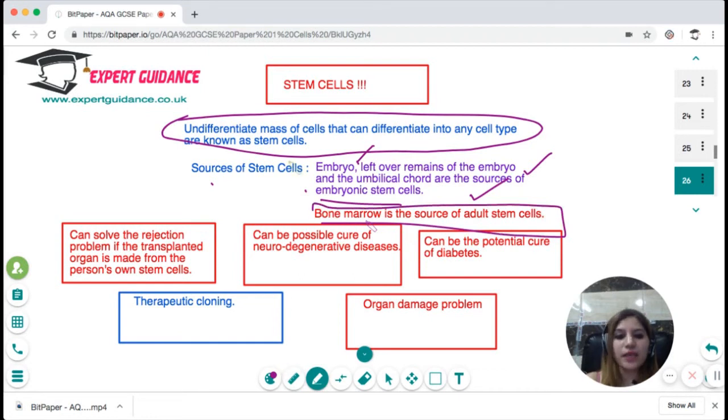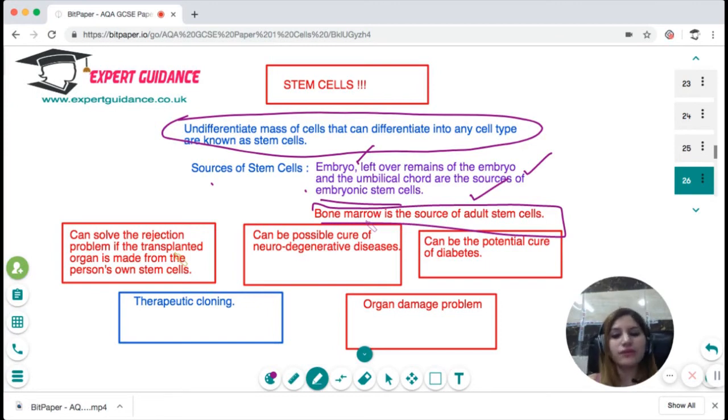Now, what are the possible promises of stem cells? There are a lot of problems in which transplantation fails due to rejection by the recipient of the donor organ, because the body recognizes it as foreign and the immune system tries to kill it. But if the stem cells of the person's own body are used to generate the organ, then the chances of rejection can be avoided.